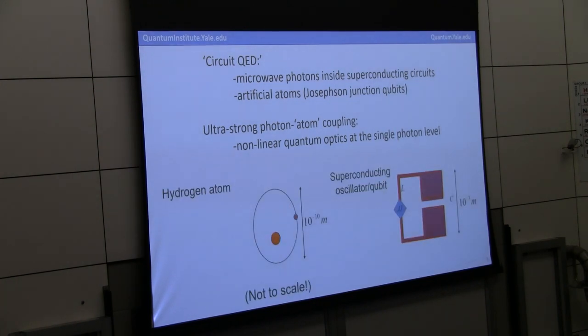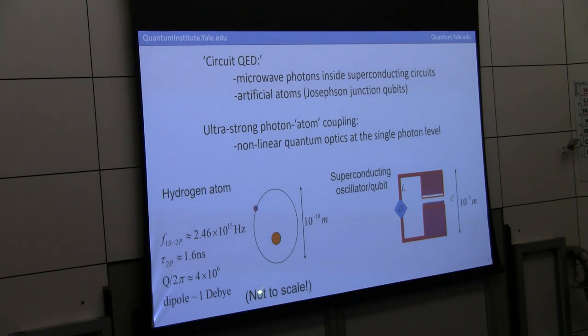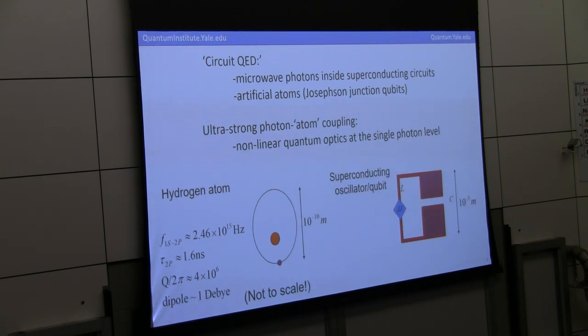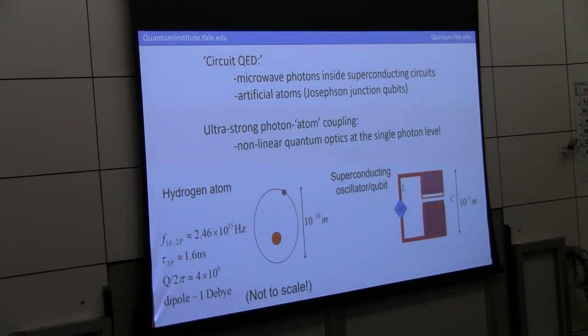So here's a hydrogen atom, not to scale, about this big. Here's some sort of electrical circuit element, about seven orders of magnitude larger in size. The transition frequency for hydrogen is 2.46 petahertz. The lifetime of the excited state, as I said, is 1.6 nanoseconds. The Q divided by 2 pi is the product of those two numbers, about 4 million. And the transition dipole moment between 1s and 2p is of order 1 debye. Maybe it's even defined to be a debye, I've forgotten.